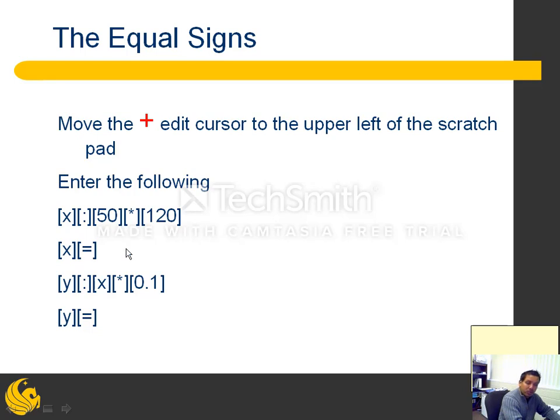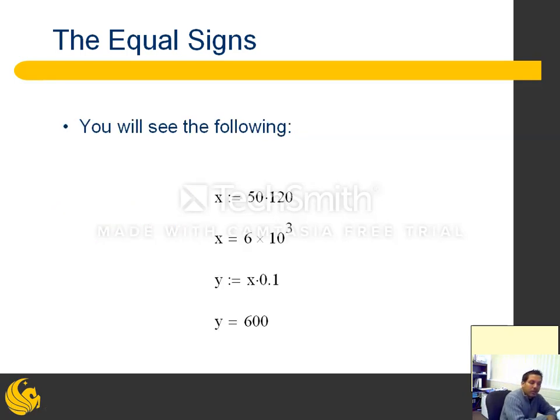x is equal to, and we should get 6,000, right? 50 times 120. And then we're going to enter another equation saying y is equal to, this is definition equal, we're going to define y as x times 0.1, and then we're going to try to display the value of y. This is the way it should appear on your screen.